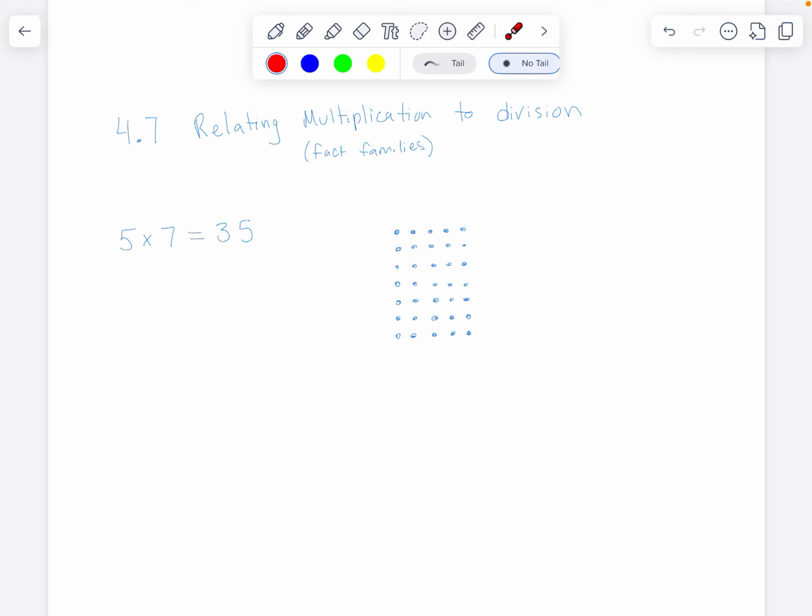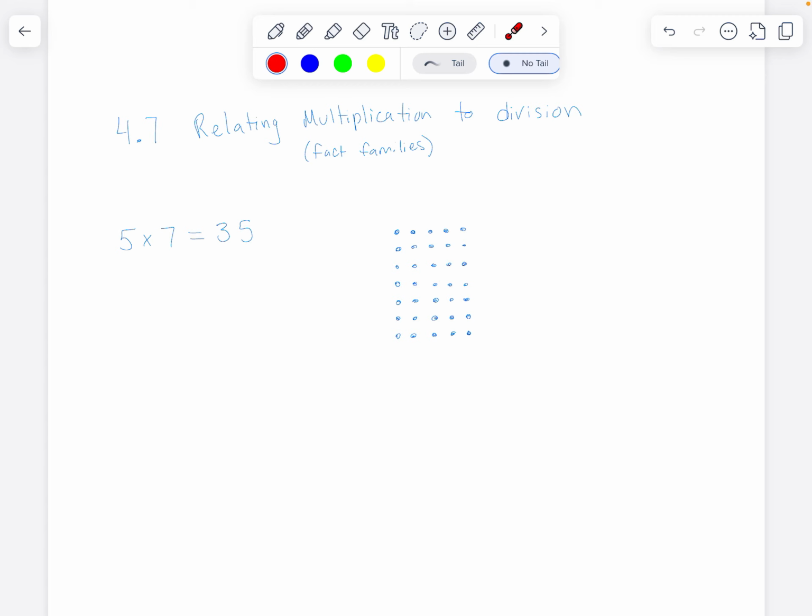Okay guys, so today we're going to start our division unit by relating multiplication to division, looking at fact families. So I have an equation here, 5 times 7 equals 35, and I have an array matching it here. 1, 2, 3, 4, 5, and I have 1, 2, 3, 4, 5, 6, 7 going the other way.